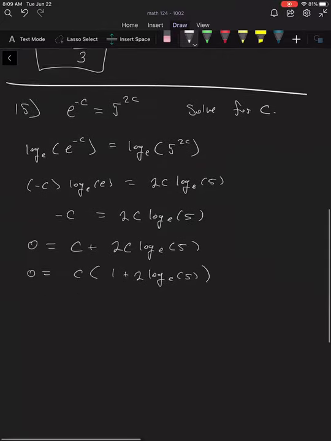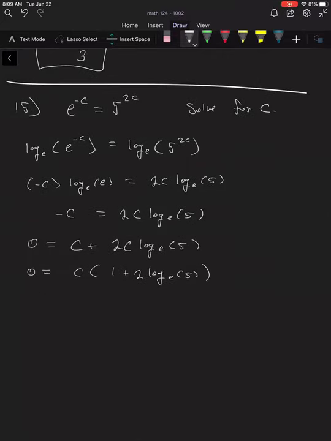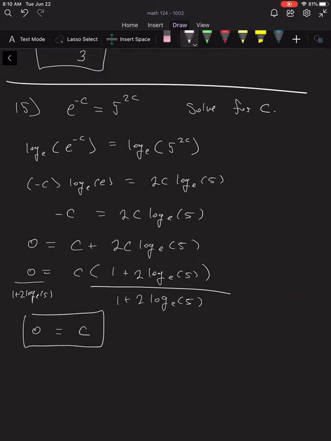And so now we could take that 1 plus 2 log base e of 5 and divide it onto both sides so we can get c alone. So let's do that. Divide by 1 plus 2 log base e of 5. On the left-hand side, we just get 0 divided by that number, so it's 0. On the right-hand side, we just get c. So we see that our only solution for this problem is c is equal to 0.